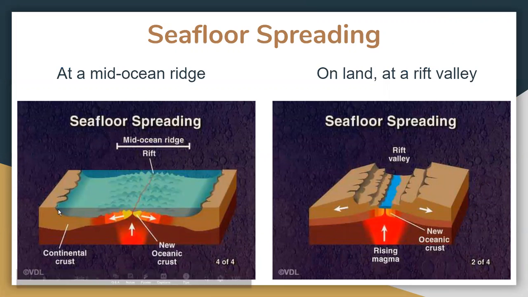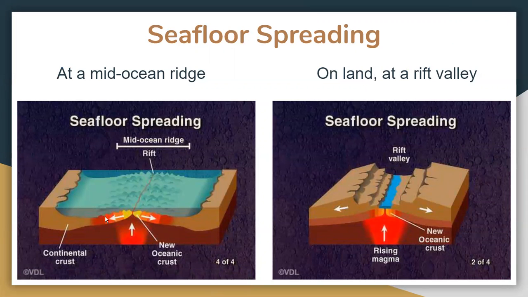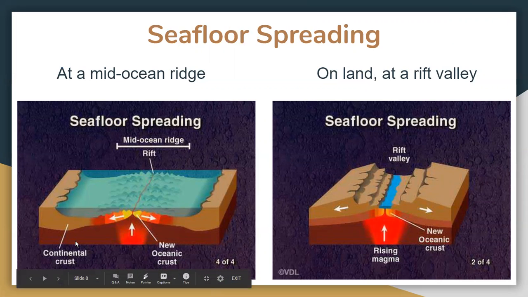So here's an example over here on the left of this process happening at a mid-ocean ridge. You'll notice that the ridge is significantly higher in elevation than the other parts of the ocean floor on either side. You can see that you have continents on either side, and as this oceanic crust is pushed apart, material rises from the mantle to create new oceanic lithosphere.